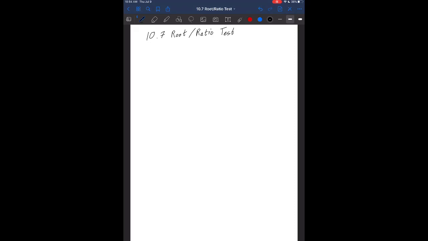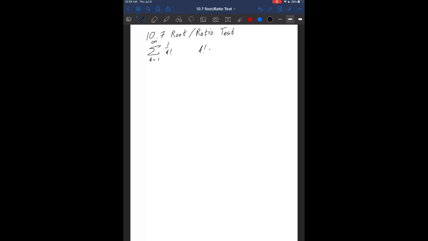Hi everyone. Today we are going to be covering section 10.7 from the textbook, which is going to talk about the root and the ratio test. So the root and the ratio test kind of fill this gap in our knowledge of tests that we have so far. Some problems that we can't solve right now are ones where, for the integral test, we just can't take integrals of them.